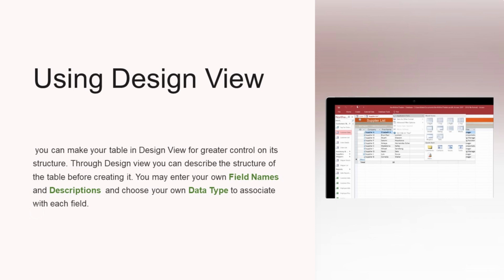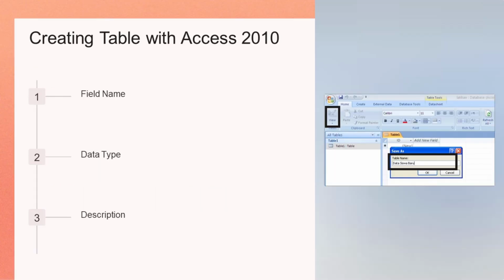Data type means short text, DOB, attachment. So there are different data types and each data type has specific utilities. Okay, so we will learn one by one.